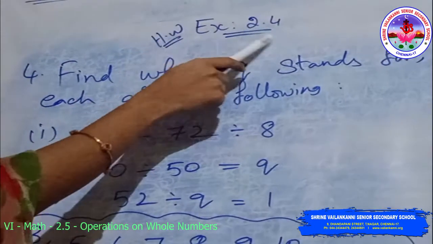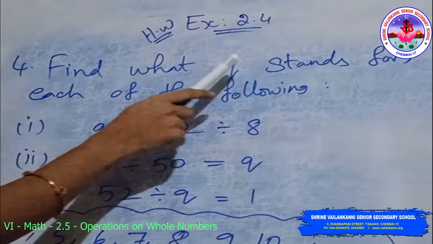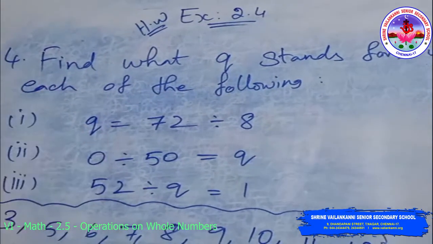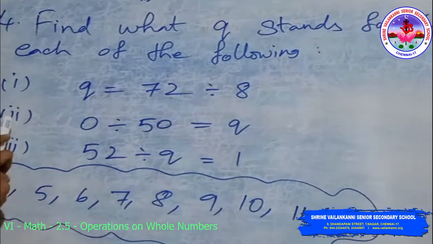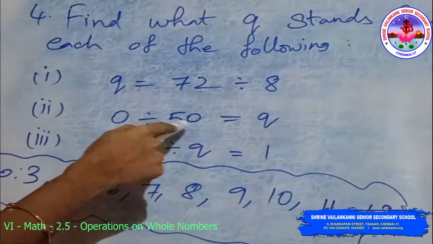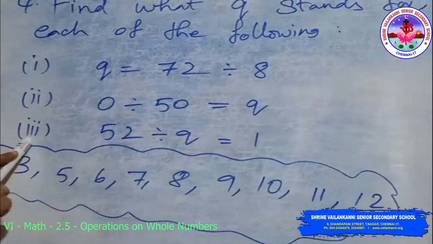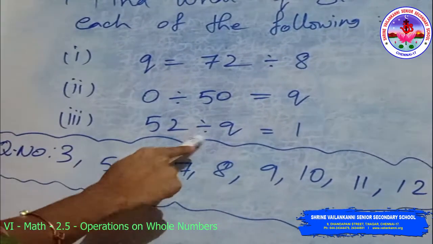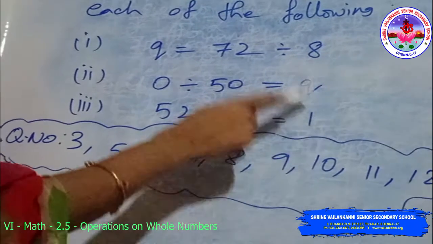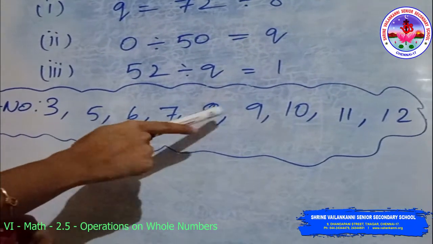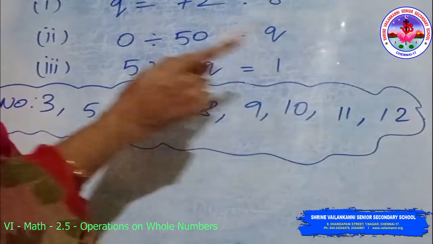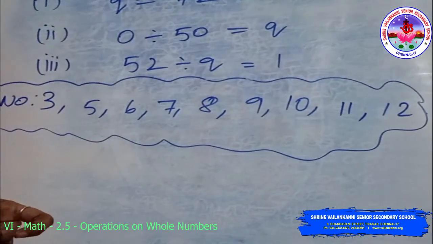Exercise 2.4, homework sum, fourth question. Find what Q stands for in each of the following. First question, Q is equal to 72 divided by 8. Second one, 0 divided by 50 is equal to Q. Third question, 52 divided by Q is equal to 1. Questions 5, 6, 7, 8, 9, 10, 11, 12 are also homework sums. The second chapter is over.